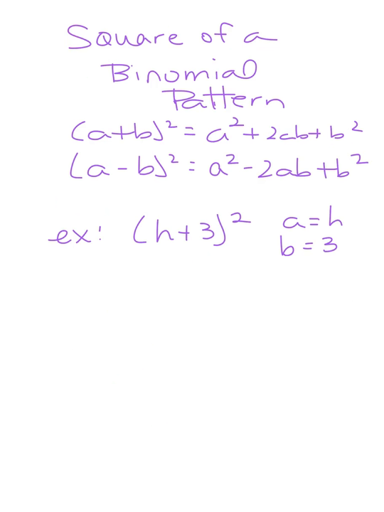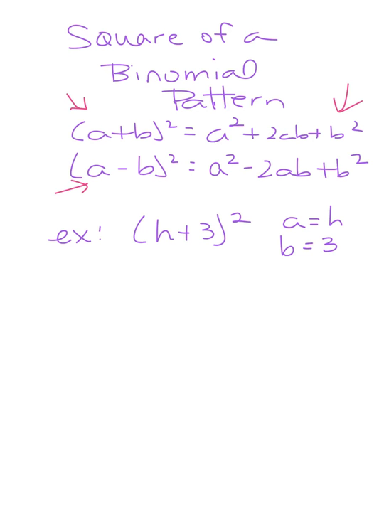My next pattern is called the square of a binomial pattern. So if I have the exact same binomial, a plus b, and I square it, and the same thing for a minus b, I can follow this pattern. For a plus b squared, it's a squared plus 2ab plus b squared. Let's look at our example.